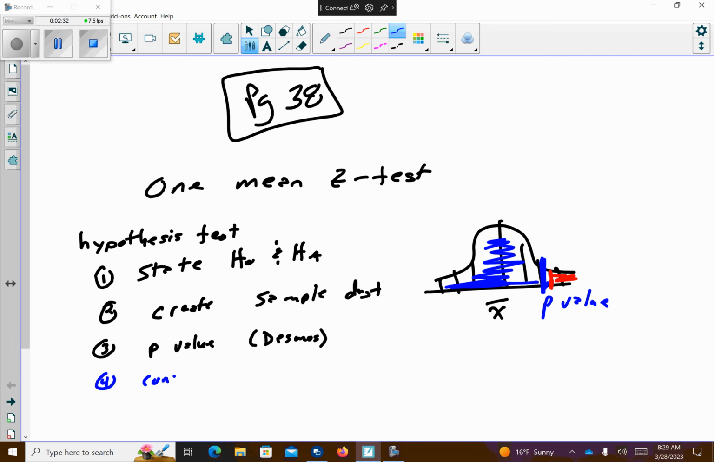So we conclude where we fail to reject the null, or we reject the null. And remember, you are testing the alternative to give us evidence for or against the null hypothesis. Okay? And then check for assumptions.